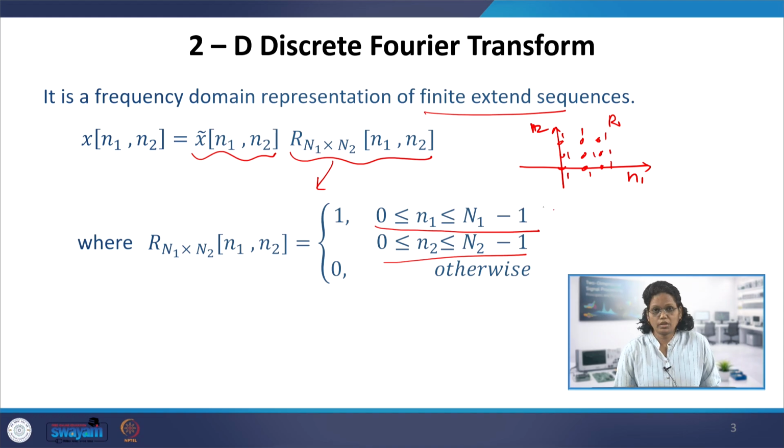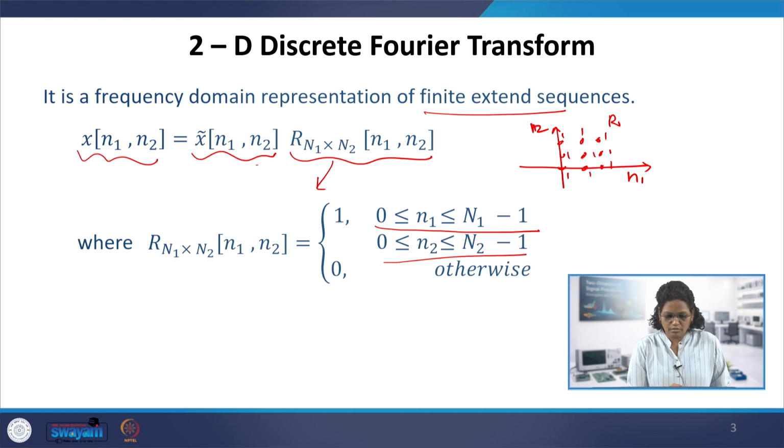This is a rectangular 2D sequence which has all values 1 for a region of support, and the remaining values are 0 all over. That is from 0 to N1 minus 1 and 0 to N2 minus 1. If we multiply this with a particular periodic sequence, then we get the sequence only for this region of support. That is what we have given as x of n1 comma n2. So, that is making the finite sequence. It is not a periodic sequence spread over infinity. Here we get the finite sequence.